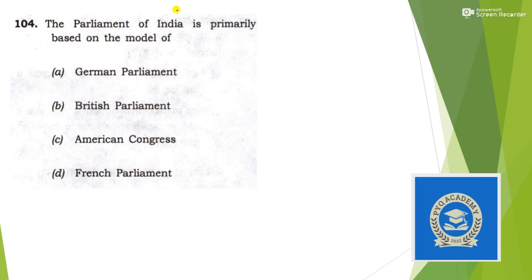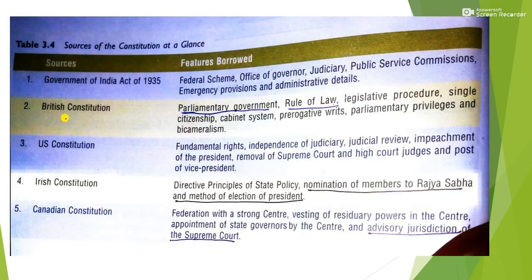Next, the Parliament of India is primarily based on the model of British Parliament. A very easy question. So you have to remember this chart, all the sources and what the features are and which constitution is a source. So you can get at least one question from this and you can fetch 2 marks.